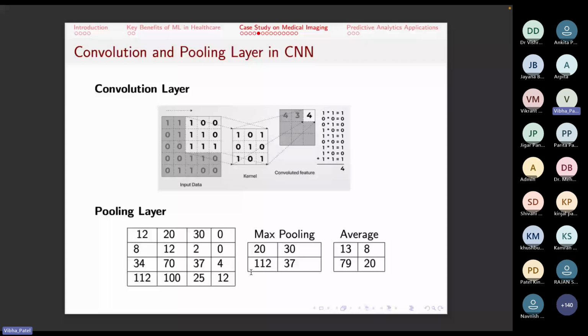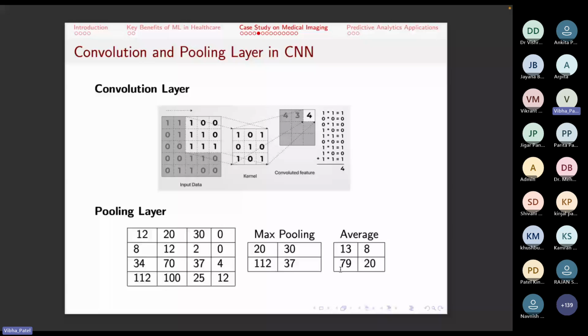The other concept is averaging, wherein you take the average of the 4 values. So 12, 20, 8, 12. The average of those 4 values is 13. On similar lines, 32 divided by 4 is 8. And 34 plus 70, 112, and 100 divided by 4 will lead to 79 and so on. So these are the approaches, but the preferred one is max pooling.